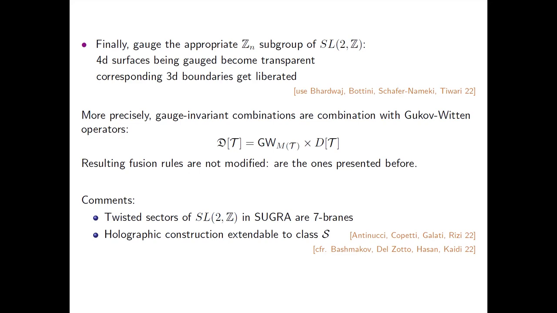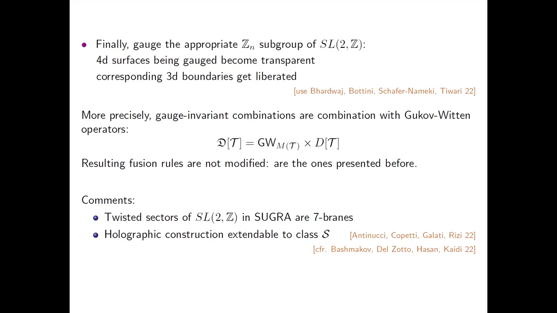They both have an anomaly, but in fact, together, the anomalies cancel. And this is the operator that can only live at the boundary and becomes the non-invertible operator in the boundary theory. And so the fusion rules are the ones that I presented before, and they reproduce what was computed before in the field theory. So this is the first result.